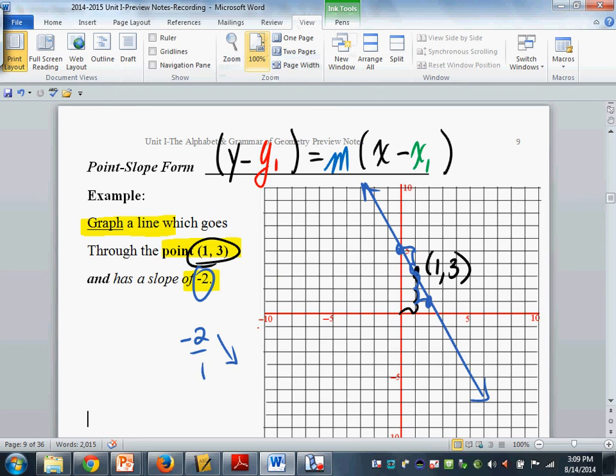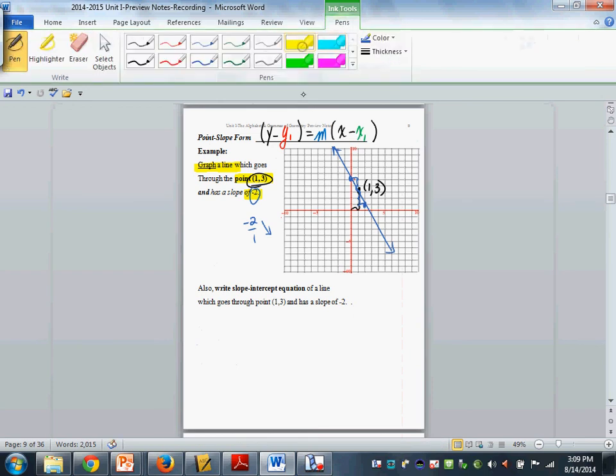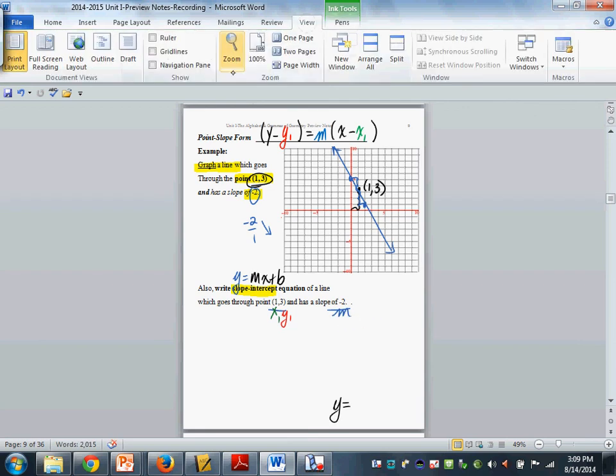Now the second thing I want you to be able to do is write an equation of a line into the slope-intercept form using this. It says write the slope-intercept equation of a line that goes through this point and has a slope of. So this is y equals mx plus b. That's what we want. So we want a y equals line. But it goes through this point. Our point is (1, 3), so this is going to be x1. This is y1, and this is our slope.